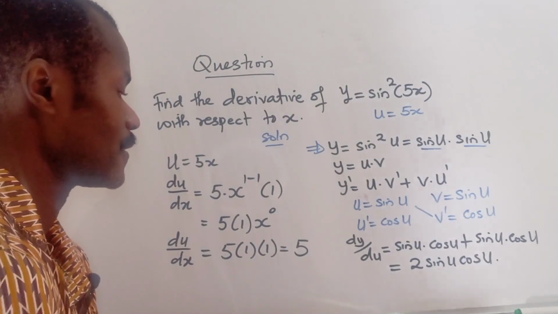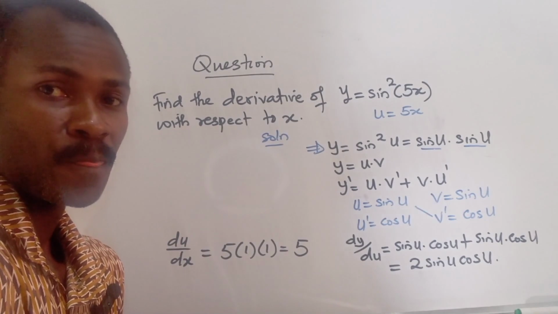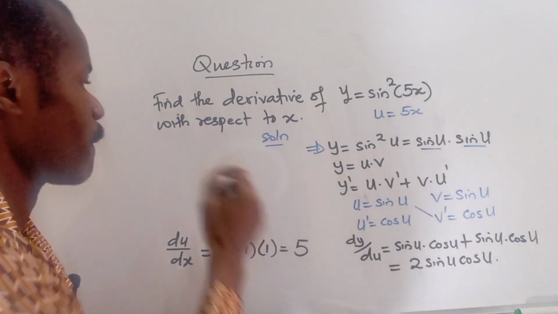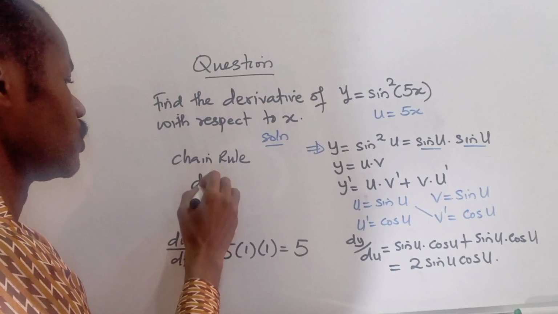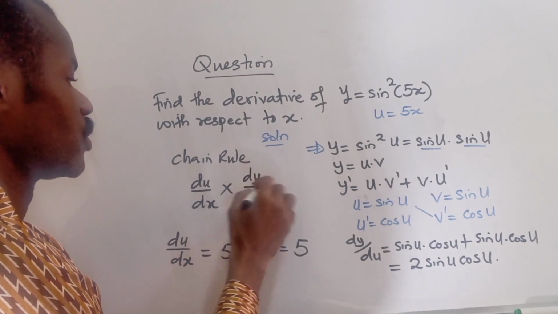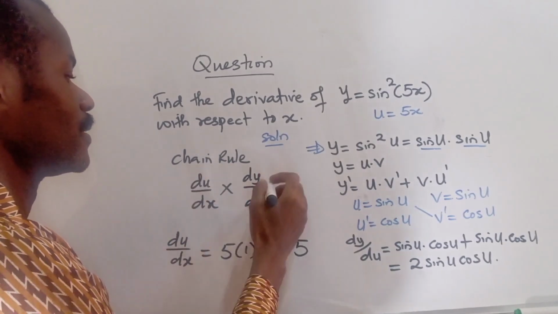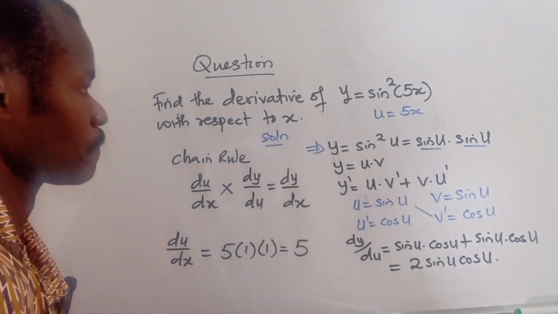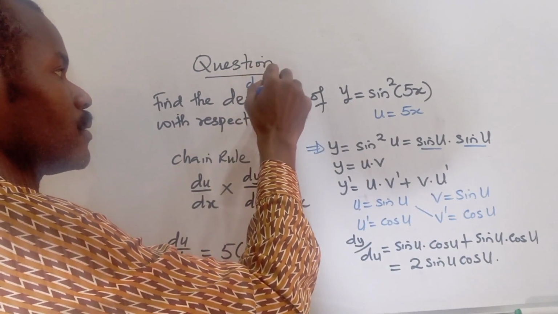All right, so having gotten that, we can now apply the chain rule, with respect to this multiplying this. Remember, by chain rule, we have du over dx multiplied by dy over du. So that if this cancels out this, we are left with dy over dx. Because we're asked to find the derivative. The derivative means we want to find dy over dx.